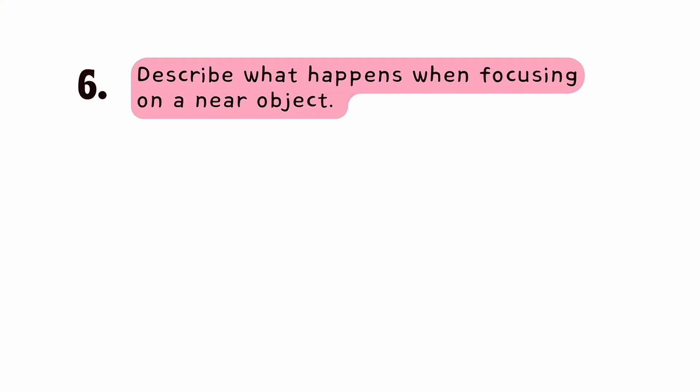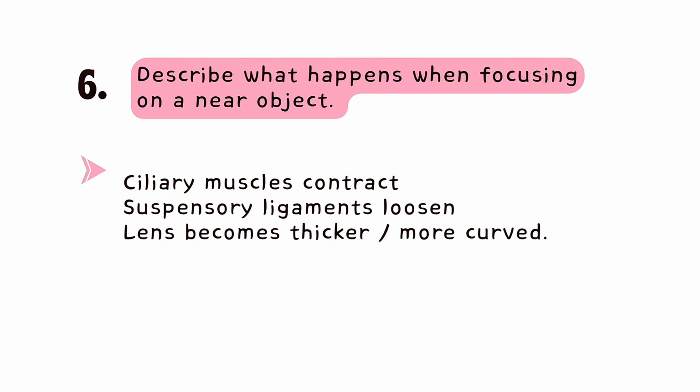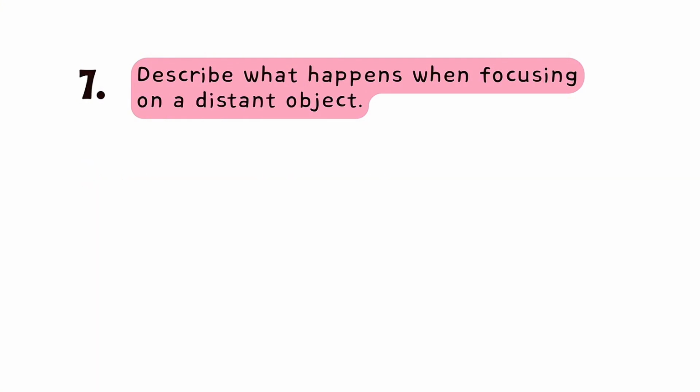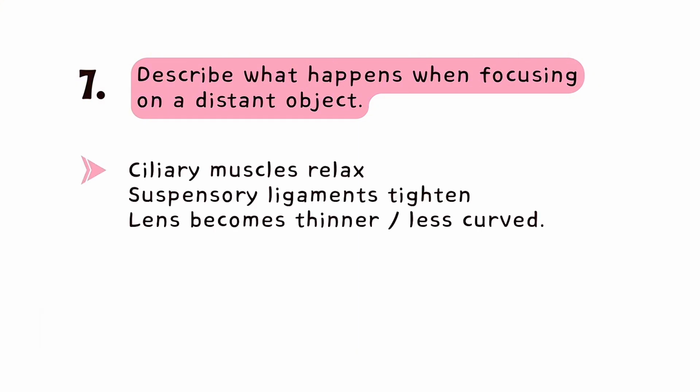Describe what happens when focusing on a near object. Ciliary muscle contract, suspensory ligament loosen, lens become thicker and more curved. Describe what happens when focusing on a distant object. Ciliary muscle relax, suspensory ligament tighten, lens become thinner or less curved.